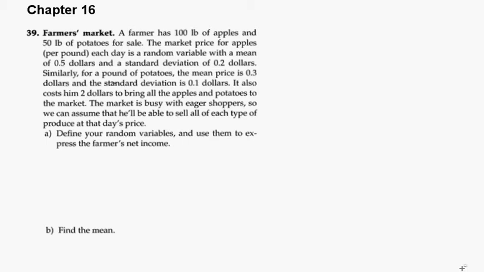This is problem 39 of chapter 16 from the textbook Stats: Modeling the World, second edition. So what we have here is a farmer that's been harvesting apples and potatoes, and he's going to take 100 pounds of apples and 50 pounds of potatoes to the market and sell them. Now apparently the price for apples as well as the price for potatoes varies. It's a random variable, so it varies.